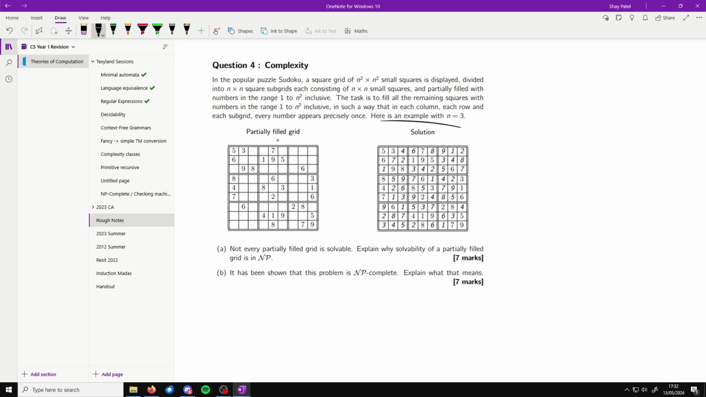Here's an example with n equals 3. So we want to fill this with numbers so that in a row, all of the numbers are unique. In every column, all of the numbers are unique. And in every subgrid, all of the numbers are unique.